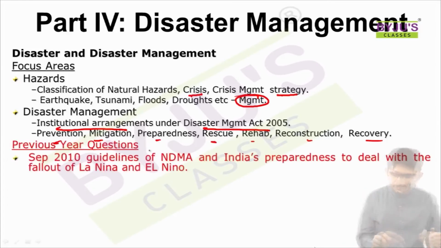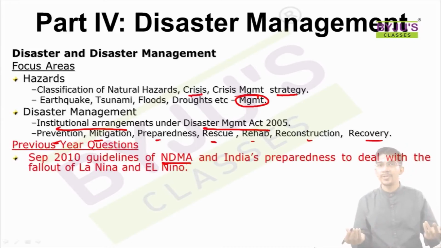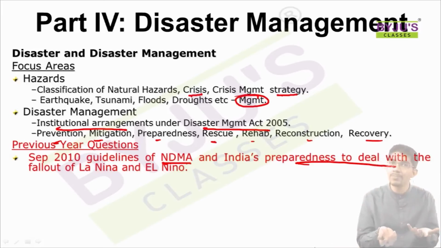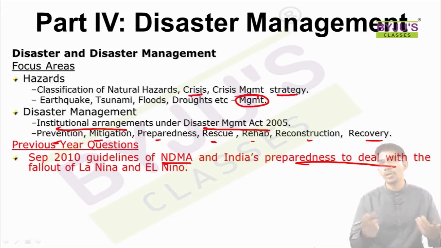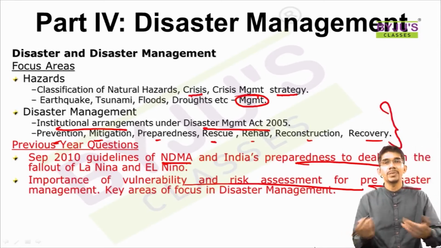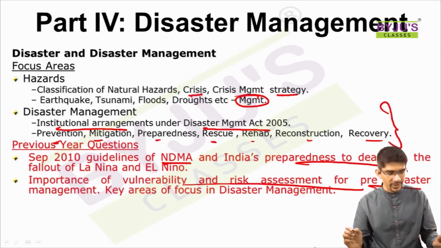Previous year's questions: what are the guidelines of the National Disaster Management Authority and how was India preparing to deal with El Nino? We are trying to have growth, but if El Nino comes, our whole growth might get compromised. So how can we prepare for it? How can we reduce the impact? Simple kind of question, exactly according to the logic of the paper. What is the importance of risk assessment? How do we do disaster management? If you understand this part, this becomes a direct high scoring question for us.